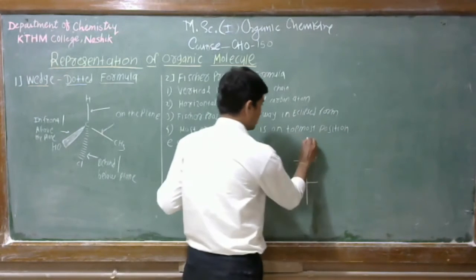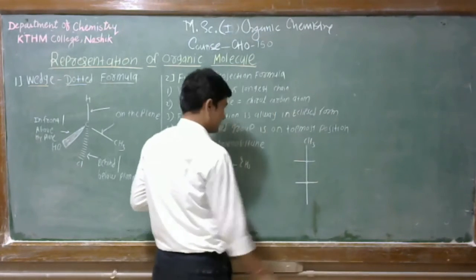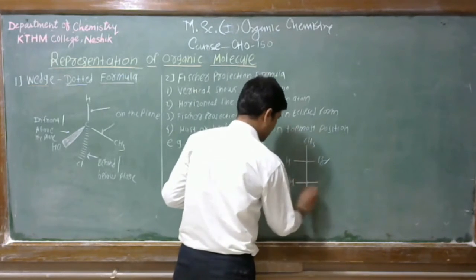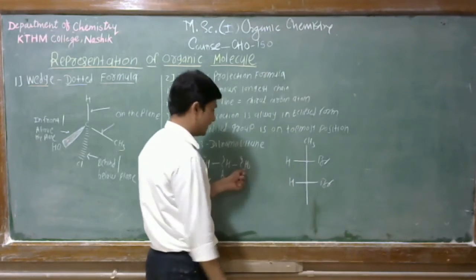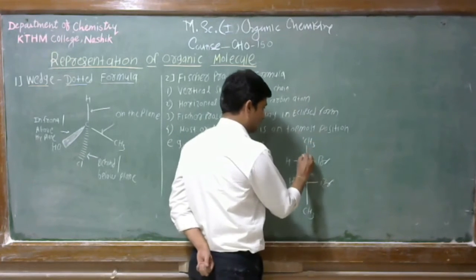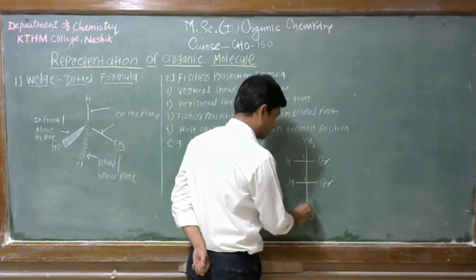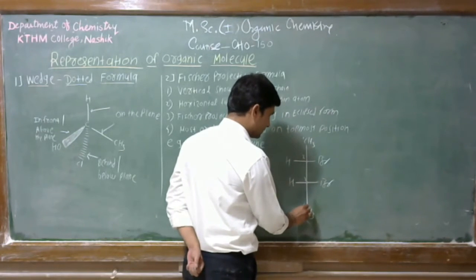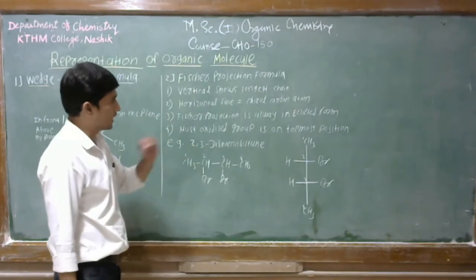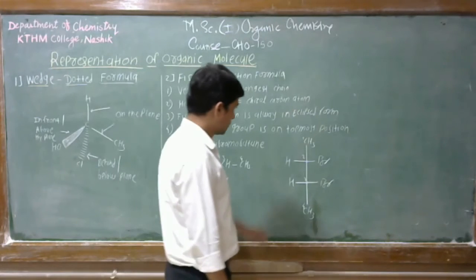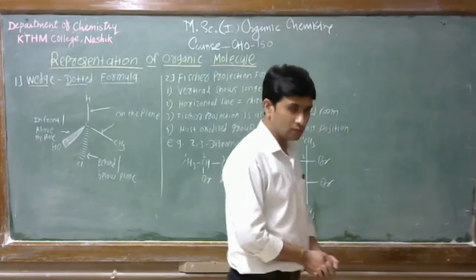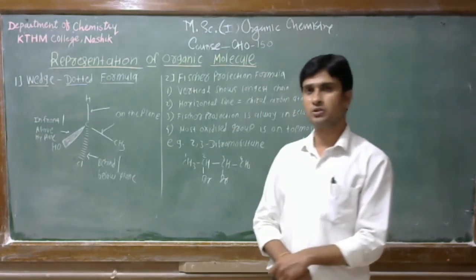See, this is the CH3 here. This is hydrogen here. This is bromine here. This is again hydrogen here, and this is again bromine here, and the last one is CH3. So this is carbon number 1, carbon number 2, carbon number 3, and carbon number 4. So we can say that this is the Fischer projection formula of 2,3-dibromobutane. One question is always asked: draw the Fischer projection formula of so and so compound.